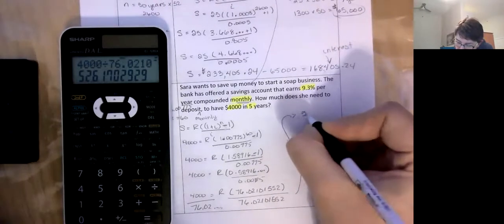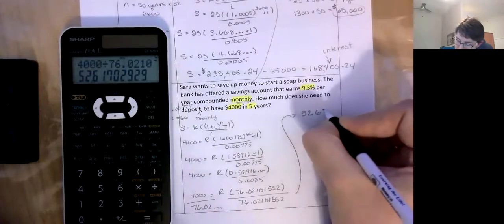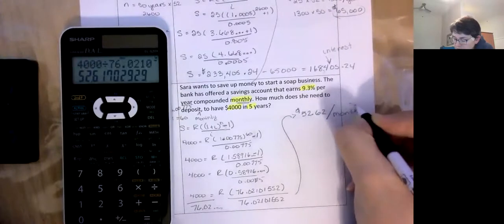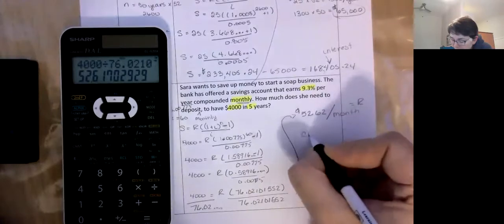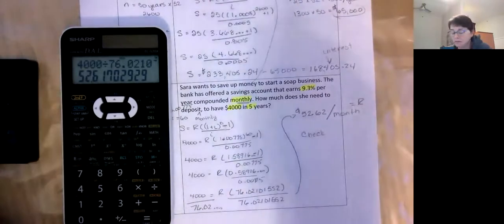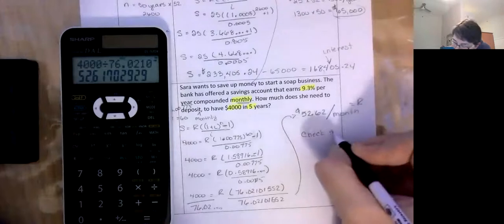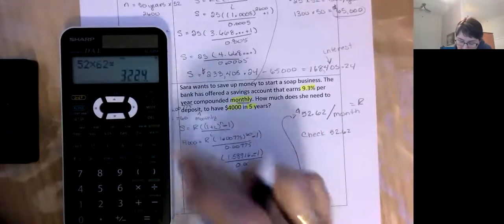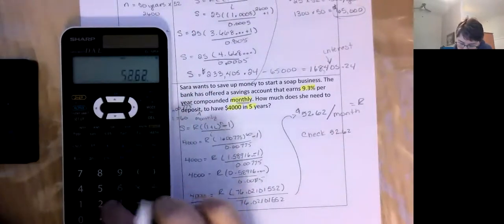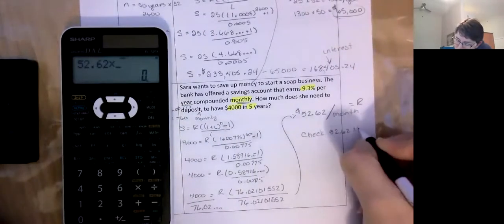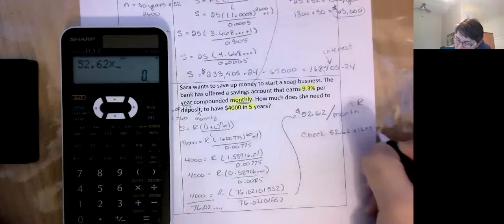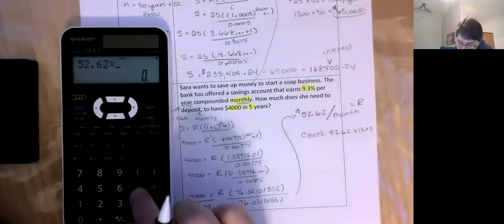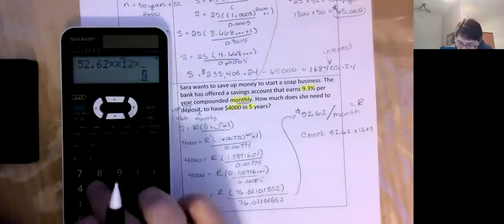And it looks like it's 52.62 per month. Oh, sorry, equals R. Now let's do a check. We're going to do 2 different checks. Okay, so if I take this 52.62 and multiply it by 12 and by 5 all at once, because this will give me per year, and this will give me over the 5 years. So times 12 times 5.